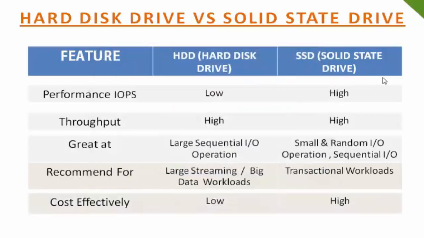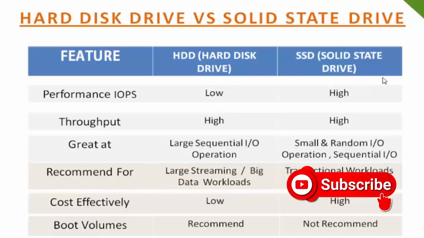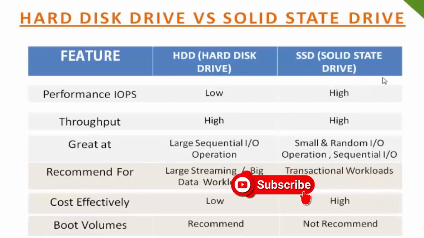Then next, cost effectivity. If you compare the cost effectivity, HDD is low but SSD is high. When comparing boot volumes, HDD is recommended. You can use HDD for boot volumes, but SSD is not recommended for boot volumes. Then again, as per the performance of input output per second, HDD is low but SSD is high. Throughput of HDD is high, and equally SSD is also high.